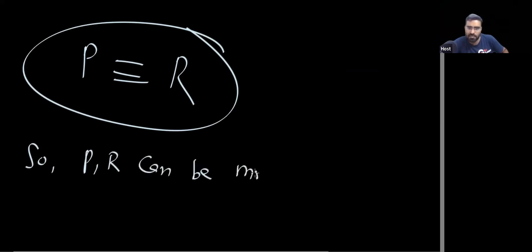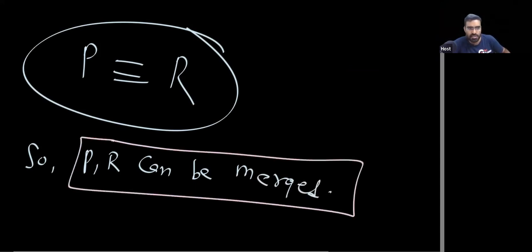So your minimal DFA will have how many states? So we can merge. So P comma R, these two states we can merge. Very simple. Yes or no? So if you merge these two states, so minimal DFA will have how many states?